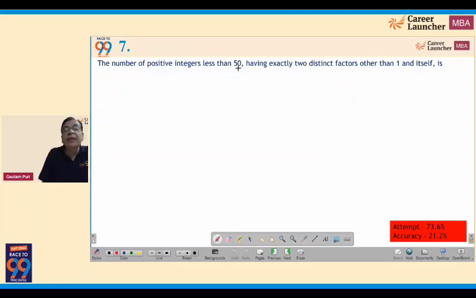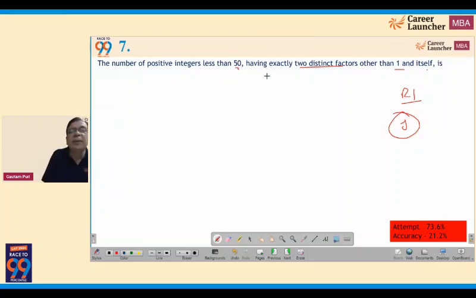The number of positive integers less than 50, having exactly two distinct factors other than 1 itself. 70% attempted, only about 20% got it right. This is a round 1 question. This is a jugaad question. What is a jugaad? Write down the cases. Don't hesitate. Don't think you don't have time to write. You have 3 to 4 minutes per question. You can easily write down.